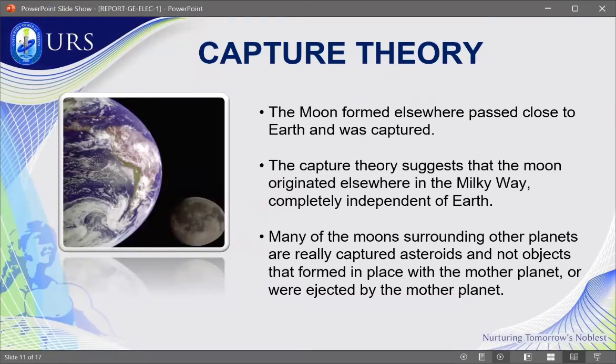So sinasabi po na yung moon daw po is a wandering body or an asteroid na nabuo somewhere in a galaxy or in outer space or out of our solar system. That's why meron tayong moon. So here in capture theory, yung tinutukoy ko kanina na kung paano nakapasok or kung paano napunta yung moon around the Earth is because sa bolide impact.